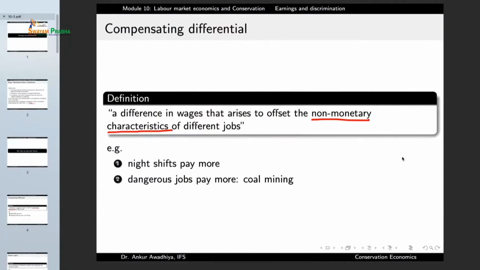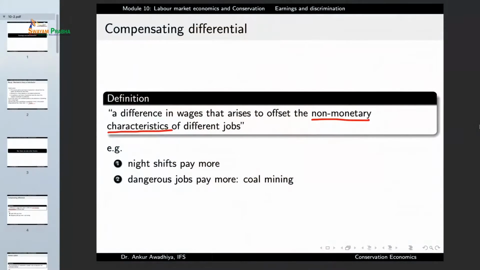But still, it is easier for people to work in the daytime than in the night time. So this is a non-monetary characteristic of this particular job, whether a person is going to work in the daytime or in the night time. Now, because working in the night time is more difficult, people are paid more. In this case, they are being compensated for a difference in a non-monetary characteristic.